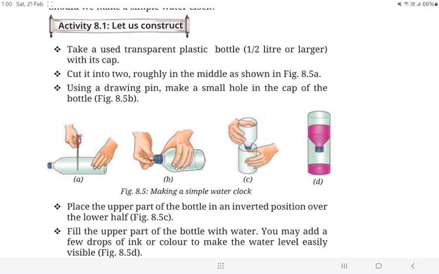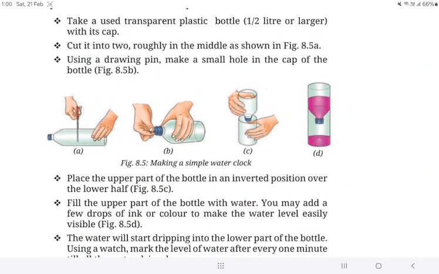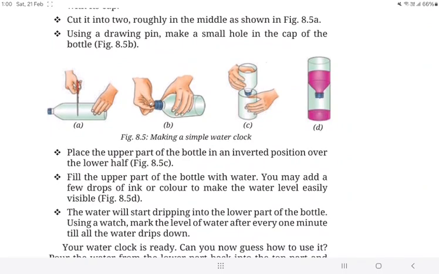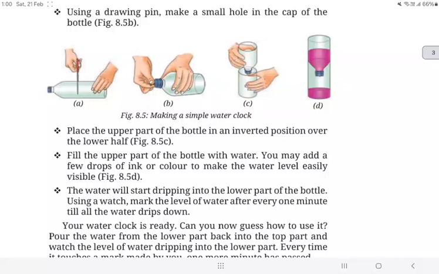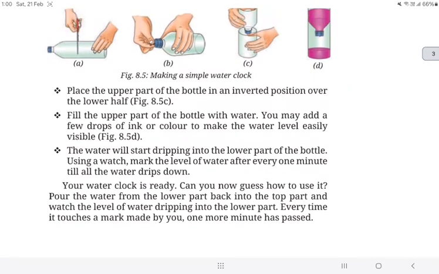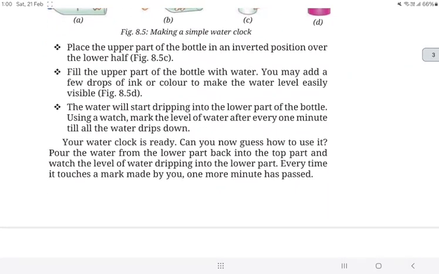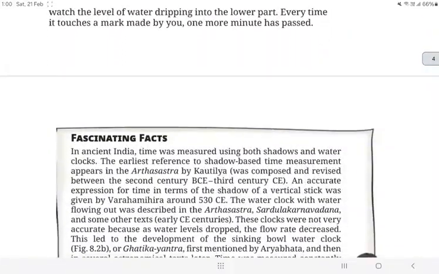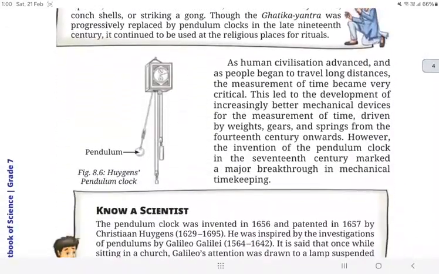This is how you can construct a simple water clock. For making it, you have to cut the bottle roughly into two parts, then make a hole in the cap of the bottle. Then place the upper part of the bottle in an inverted position. Fill the upper part. You may add some drops of dye or some ink or some color. The water starts dripping down into the lower part of the bottle. Mark the level of the water after every minute till all the water drips down. I hope you understand.